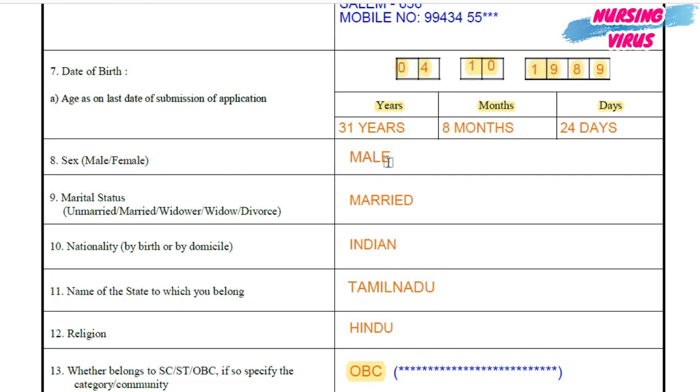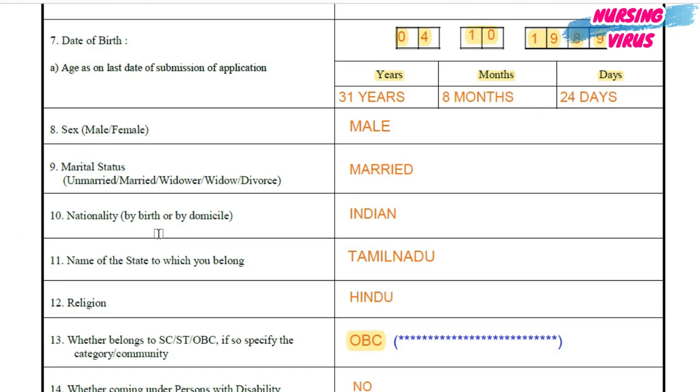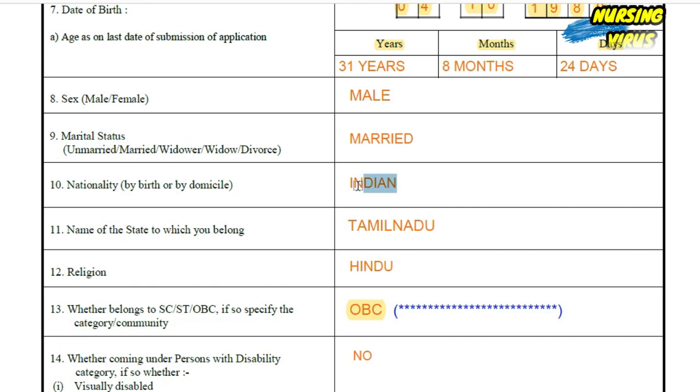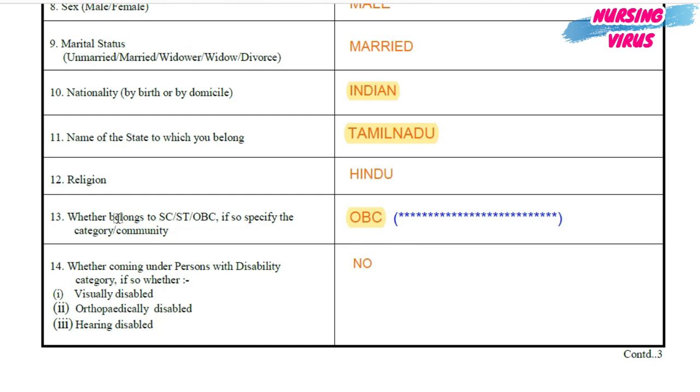And the sex, you can mention either male or female, and your marital status, and the nationality. If you belong to India, you can write Indian, and the name of the state, which state you belong to, you can write, and your religion, either Hindu, Muslim or Christian, whatever it may be, you can write.